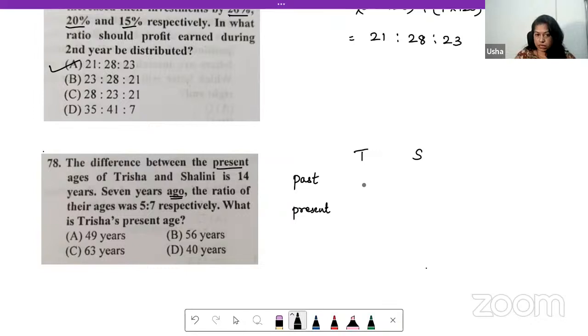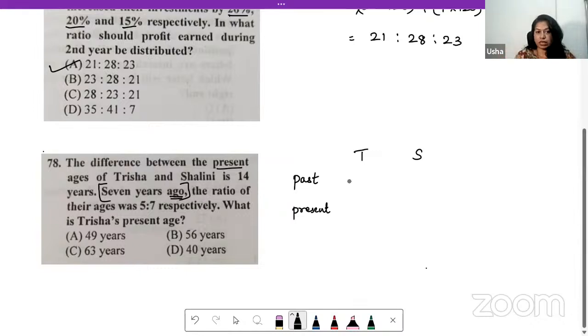Past and present comparison is given. Difference between present ages of Trisha and Shalini is 14. We will take this later. Wherever ratio is given, first write down that. 7 years ago, ratio of their ages was 5:7, which is past age. 7 years ago means it is the past age.